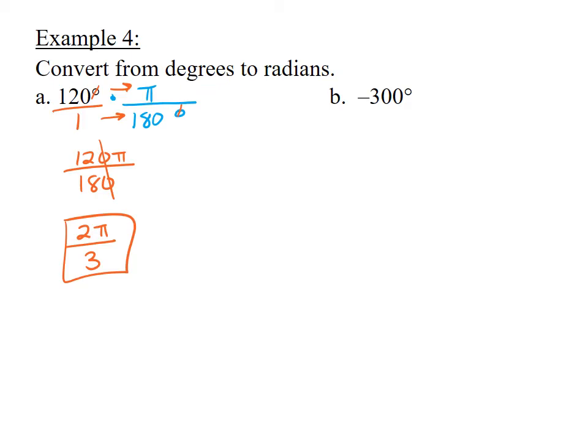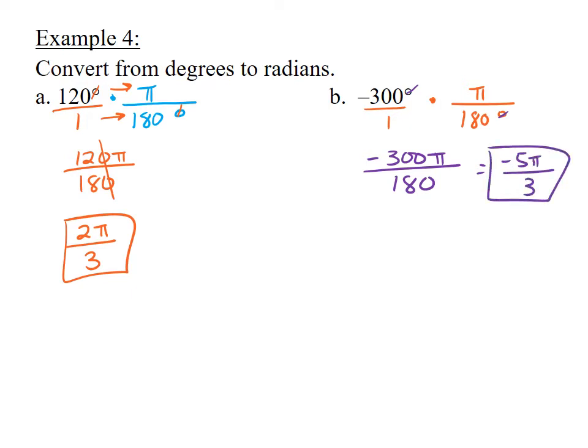If you want, you can pause the video and attempt this next one on your own. Again, we want to convert from degrees to radians. So if I want to cancel out degrees, I will put that in the denominator because I need 1 in the top, 1 in the bottom. So those will cancel. This gives me negative 300 pi over 180. When I simplify this fraction, I should end up with negative 5 pi over 3 radians.